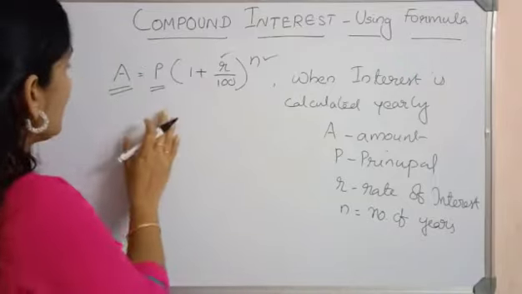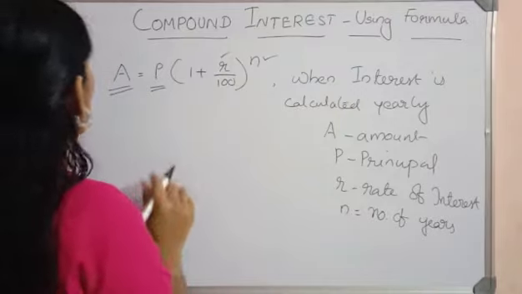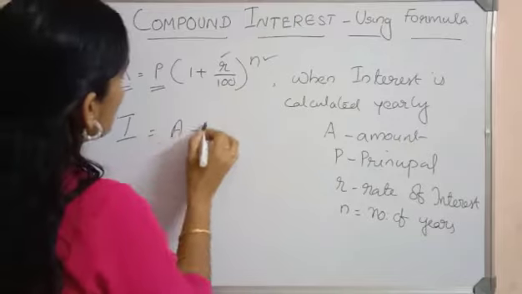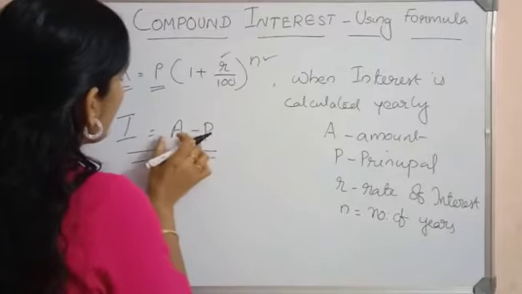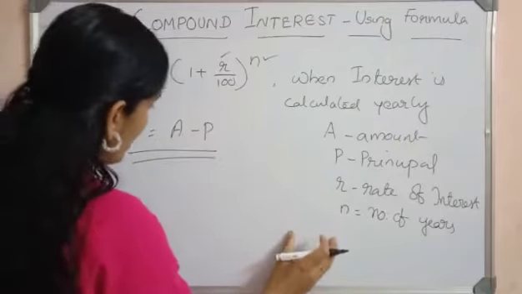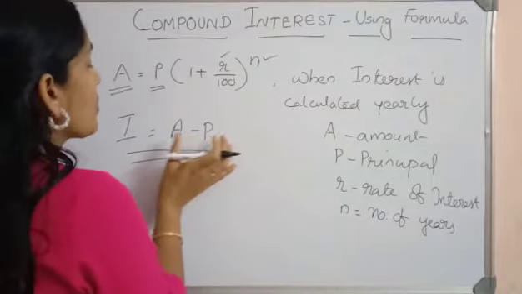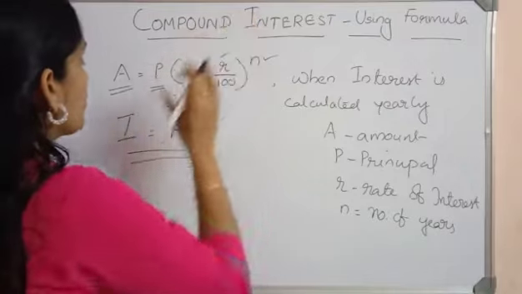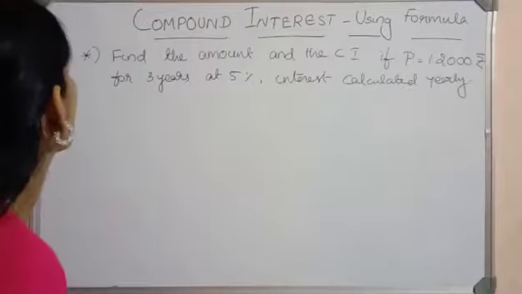After finding the amount, we can find the interest by using the formula I is equal to A minus P. A is the amount he receives after a certain number of years and P is the principal amount. The difference between these two will give you the compound interest for those many years.